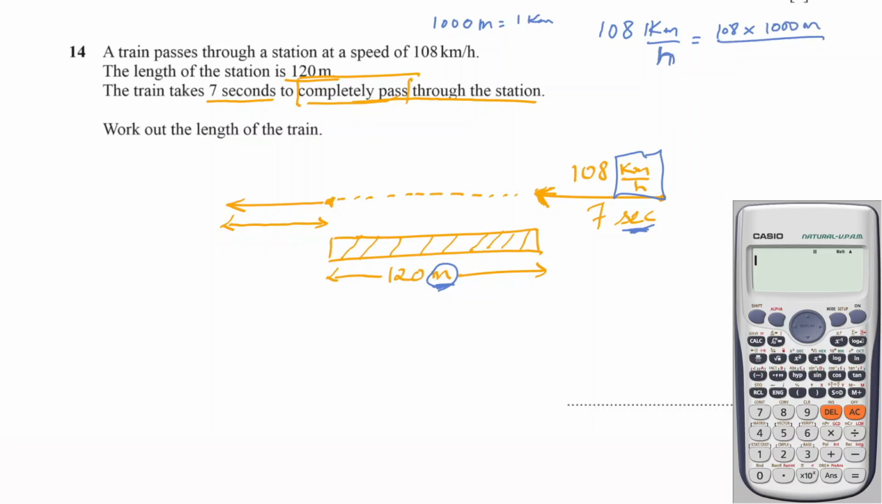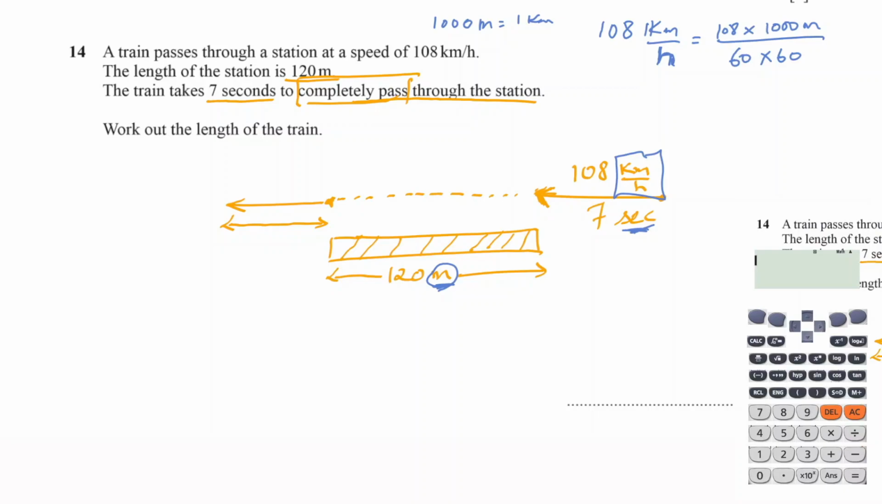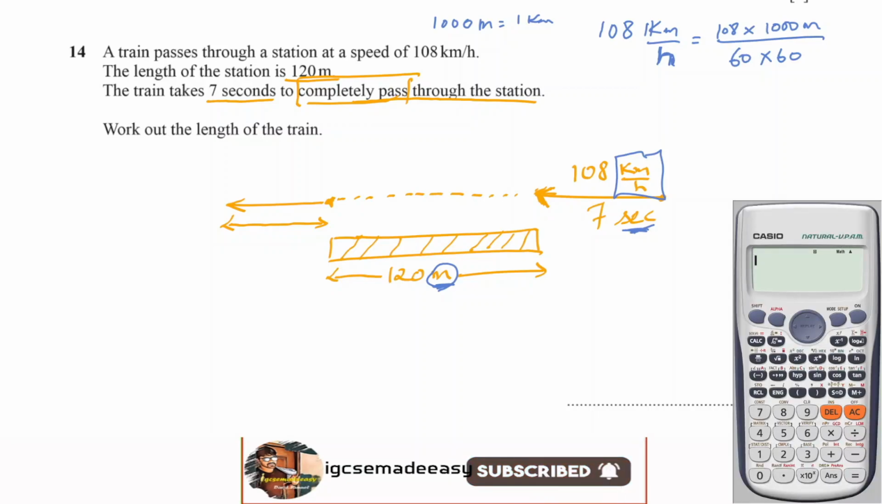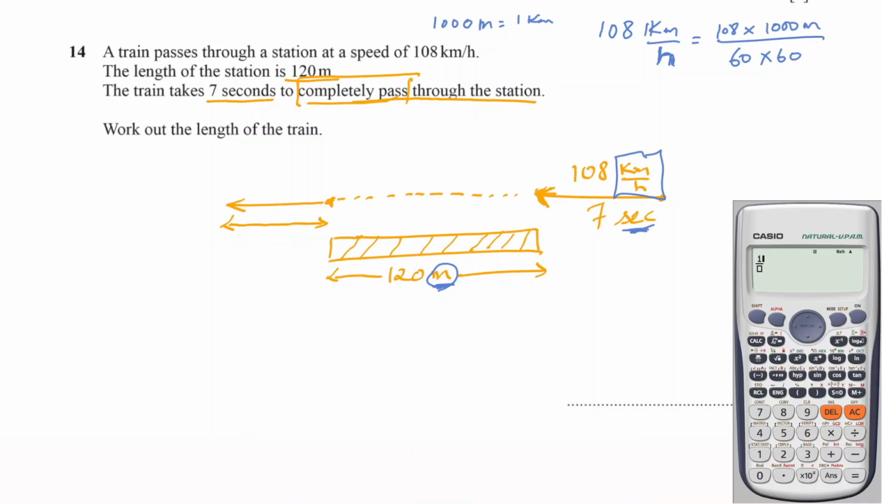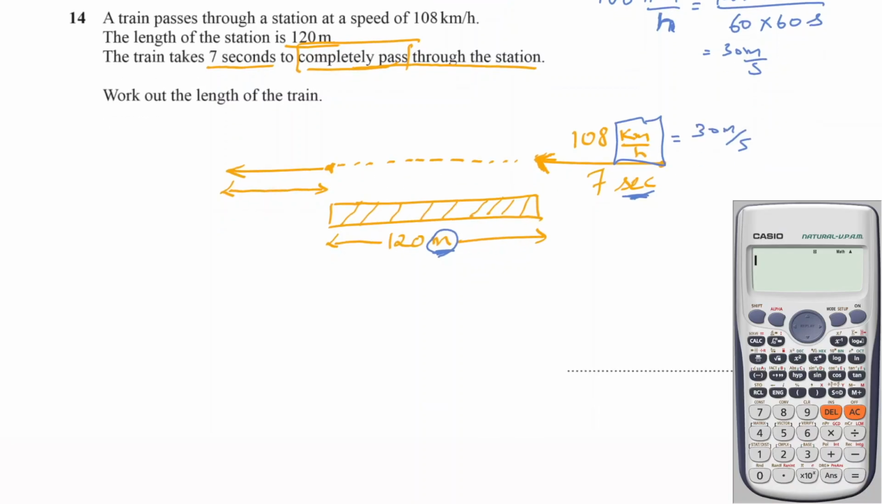And in 1 hour, how many seconds are there? In 1 hour we have 60 minutes and we have 60 seconds in 1 minute, so we multiply it with 60 times 60. So if we solve this in our calculator, that is 108 times 1000 divided by 60 times 60, that gives you 30. So it means that actually this is 30 meter per second. Instead of writing 108 kilometer per hour, we can also write it as 30 meter per second. That is the speed of the train, right?